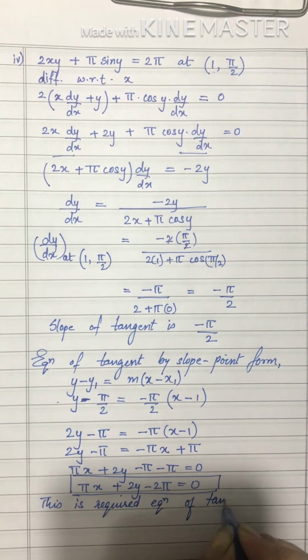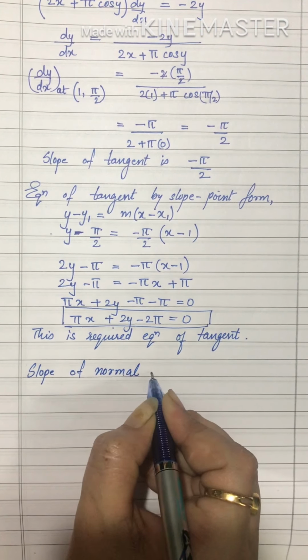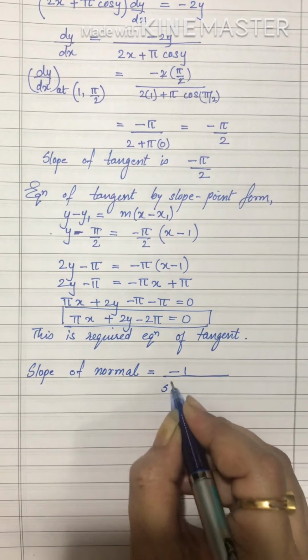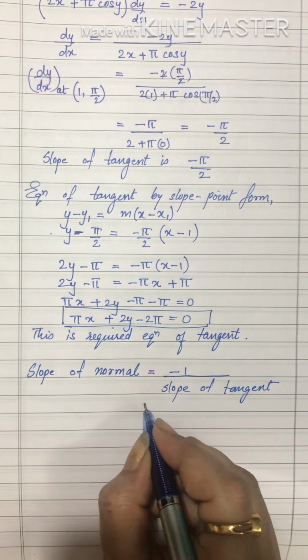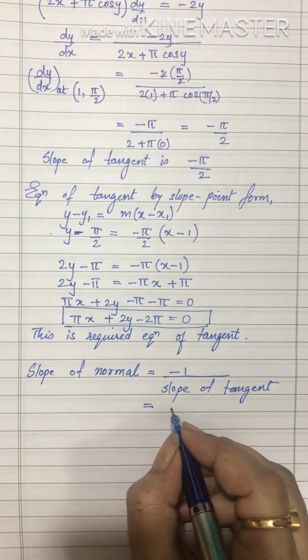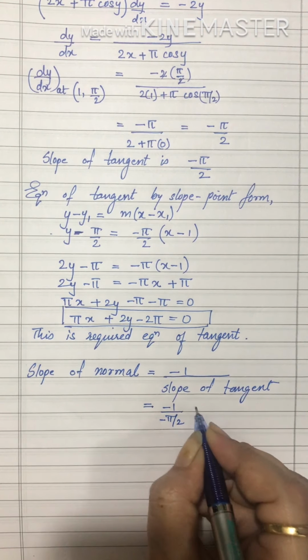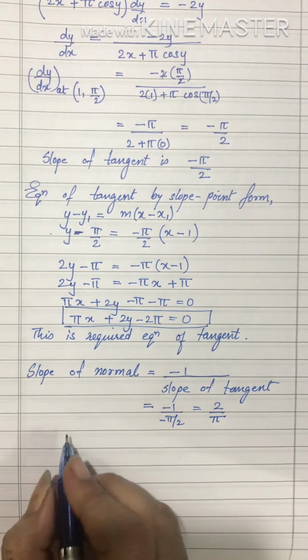required equation of tangent. Okay, now we are supposed to find the equation of normal, but before that we need to find the slope of normal. Okay, so slope of normal is equal to minus 1 upon slope of tangent. So we get here, now what was the slope of tangent? Slope of tangent was minus pi by 2. So it will be minus 1 upon minus pi by 2. This minus will get cancelled and we will get 2 upon pi.